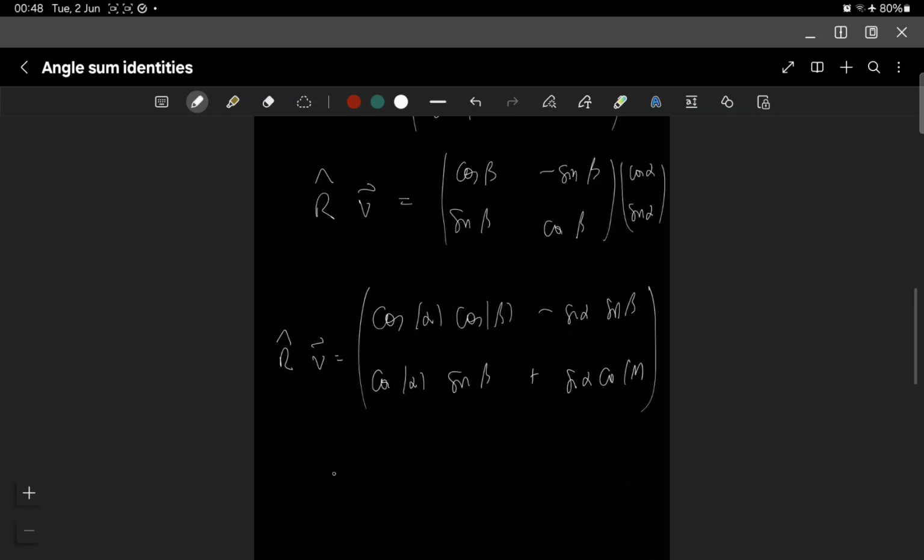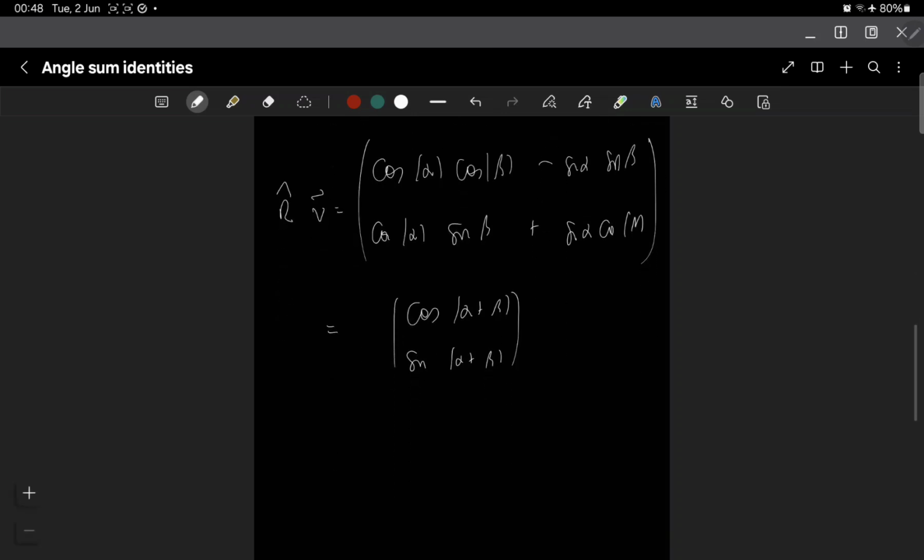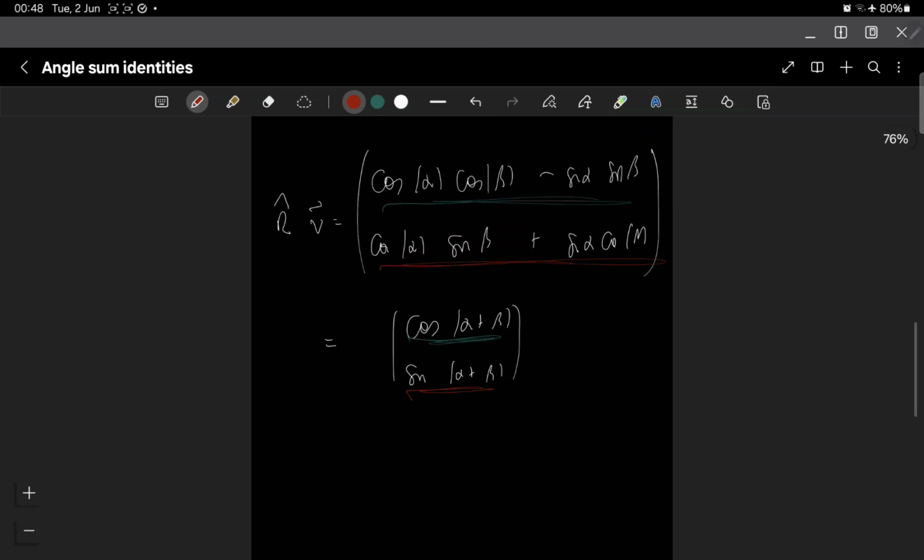So this is equal to cosine alpha plus beta and sine alpha plus beta, right? And now we can very straightforwardly read it off. Cosine alpha plus beta is just this one. Let's highlight this, let's make this green. And sine alpha plus beta is just this, right? That's it. That's how you can remember the addition theorems very easily. Let's write it out just for completeness' sake.